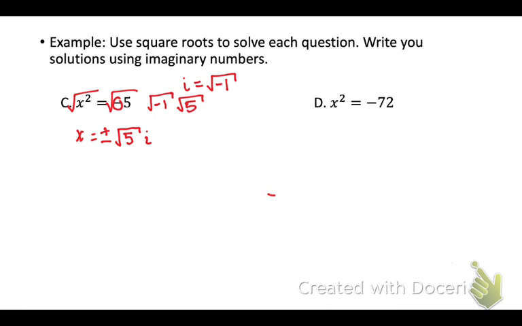So x squared equals negative 72. What am I going to do? Square root both sides. Now, 72, what's the perfect square in 72? 36. 36 times 2, right? Is 72? So what's the square root of 36? 6. And then the square root of 2. And what's this negative going to give me?